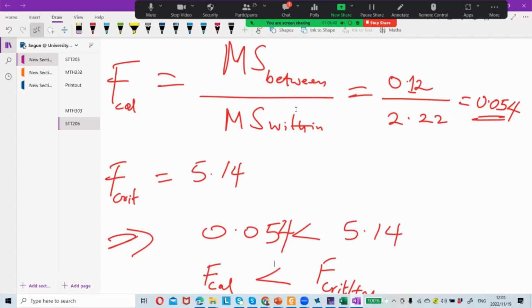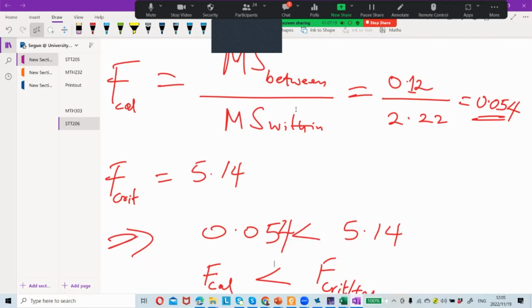It's the same thing. At what point do you reject? F calculated is greater than F tabulated, or F calculated is less than, you know? So any question on one-way ANOVA? Yes, Nike. Go ahead, please.